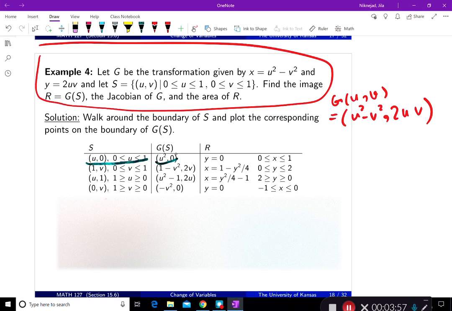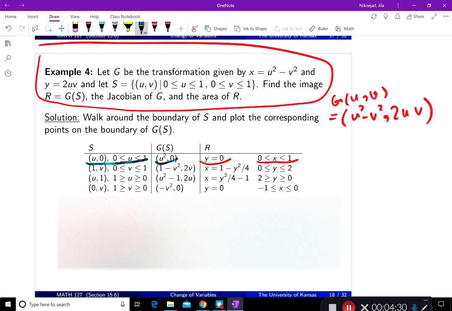So what does it mean to have u between 0 and 1, the first coordinate u squared, and the second coordinate 0? That means that we're on the y equal to 0 line, and x, which is u squared, is going to run between 0 and 1. So the image is right here: y equal to 0 and x between 0 and 1.